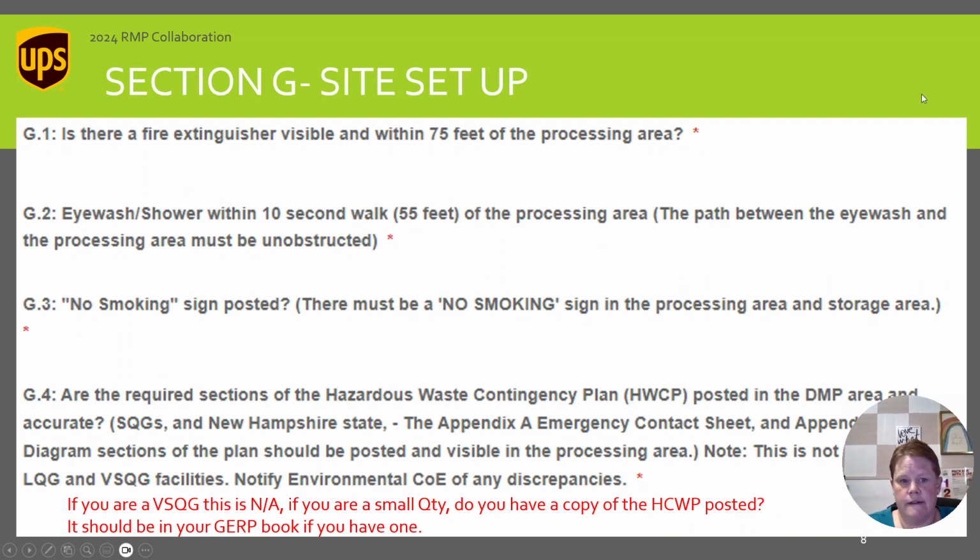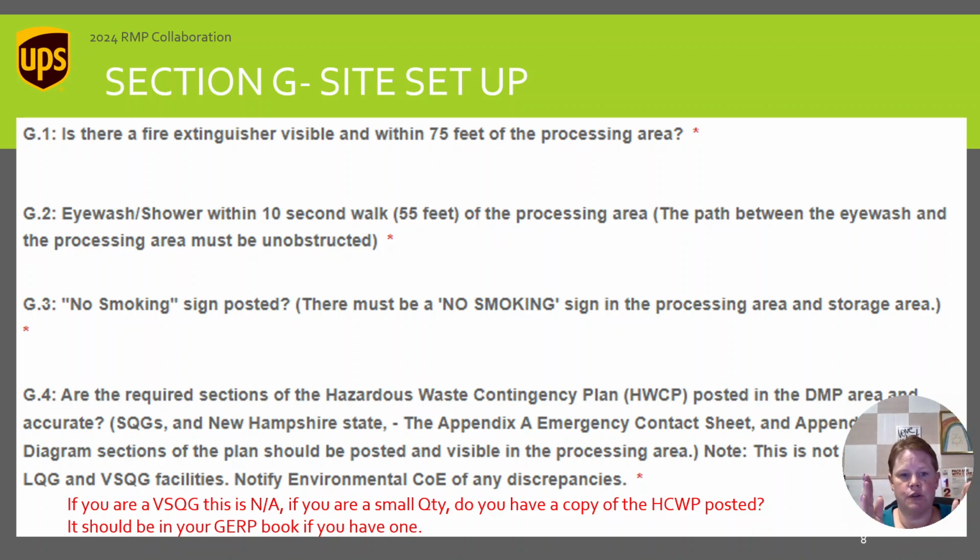Section G. This one, I think they're fairly self-explanatory. Do you have a fire extinguisher visible and within 75 feet? So you need to be standing inside of your DMP and be able to see wherever that fire extinguisher is, and it needs to be within 75 feet. G2, eye wash station. Can you get to your eye wash station within 10 seconds and there's nothing obstructing you from walking from the DMP directly to your eye wash station? There should be no obstructions between your DMP processing area and your eyewash station.